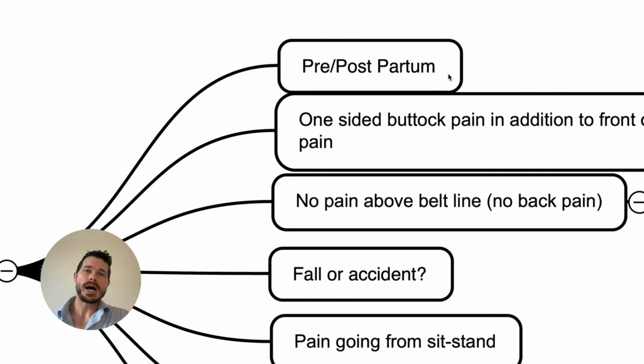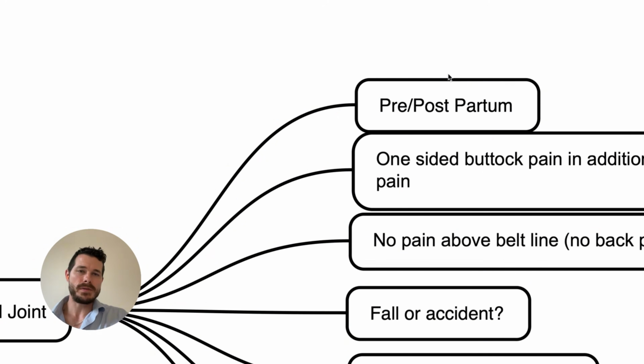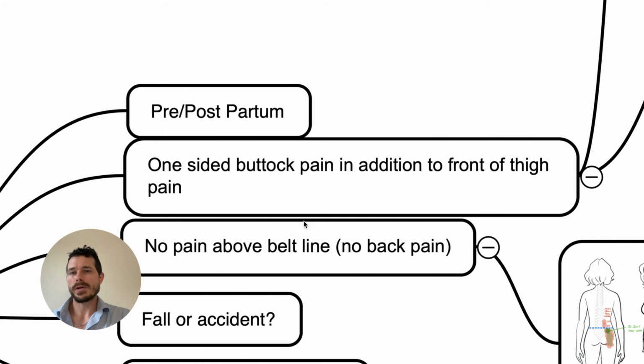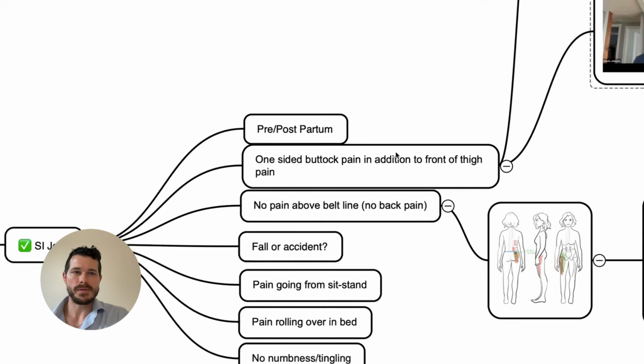SI joint issues are more common, yes, in people who are greater than 50 years old, with the caveat or exception to folks who are pre and or postpartum. So younger females, as there's a hormone called relaxin, which is secreted during pregnancy to ease the pelvis for childbirth. And you'll see sometimes it causes, for lack of better terms, instability or ligament sensitivity issues around the SI joint. The primary location of pain for folks with SI joint problems will be the buttock, so one-sided buttock pain, but again, it can cause pain in the front of the thigh or in the front of the leg.